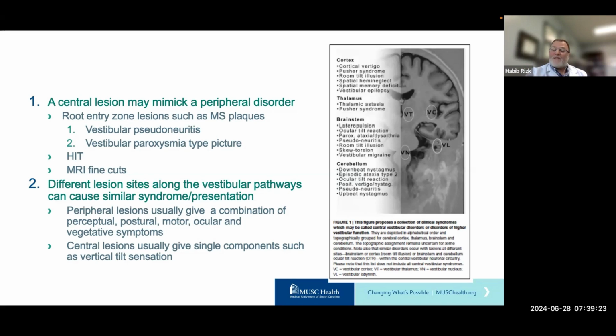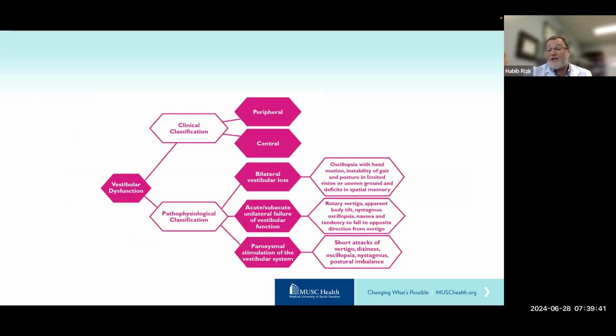And we know that peripheral lesions usually cause more intense symptoms because they're engaging the entire spectrum of those upstream pathways. Central lesions usually give more single components, such as a vertical tilt sensation when the utricular pathways are affected, for instance. So we can suggest a different way to classify the disorders we're seeing.